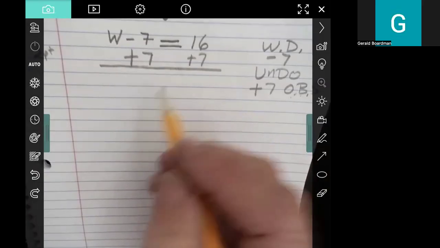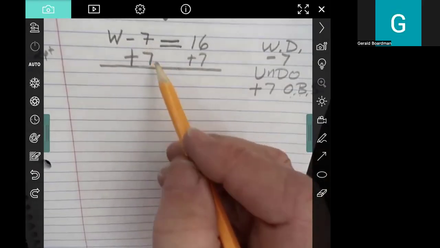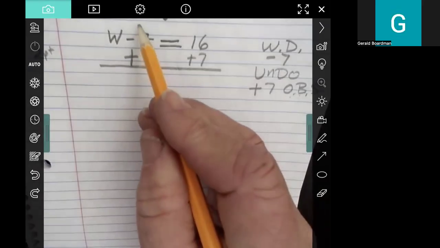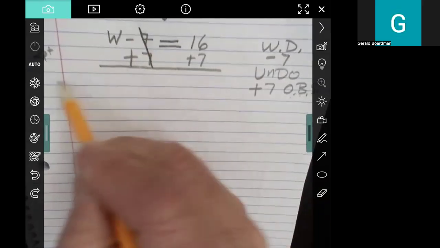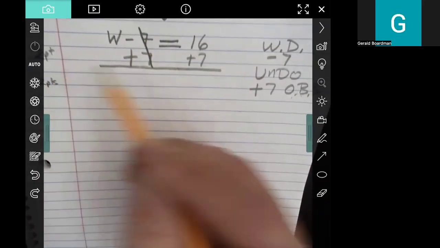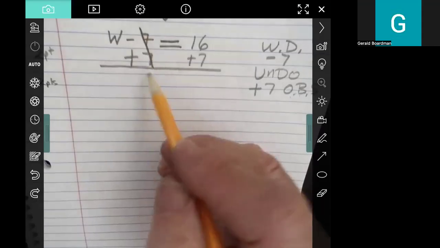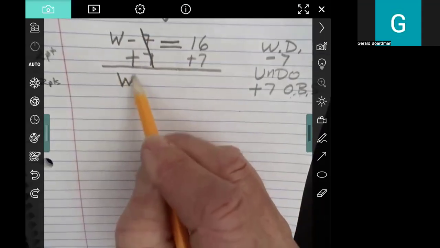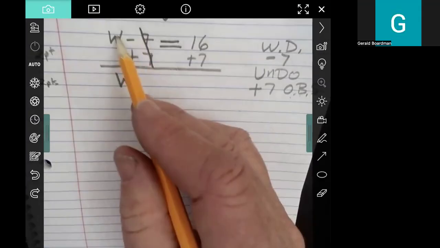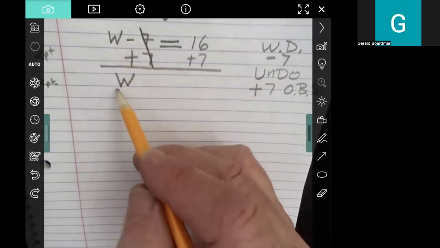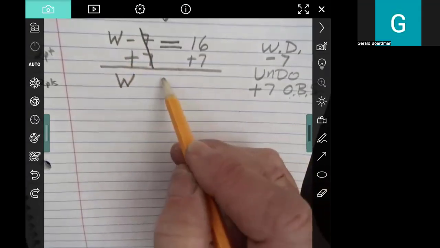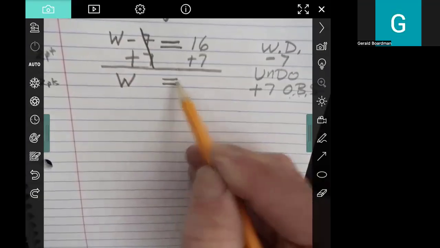So once I do that, I want to see that the reason why I added 7 over here was to cancel it out. So show that cancel. That's worth 2 points. So make sure that you cancel that out and bring the w down. So nothing's holding the w up there, so it just drops down exactly underneath where it was. The equal sign stays exactly where it was.